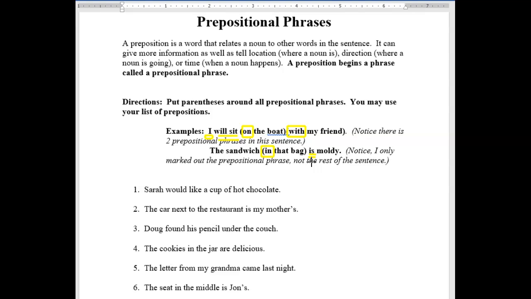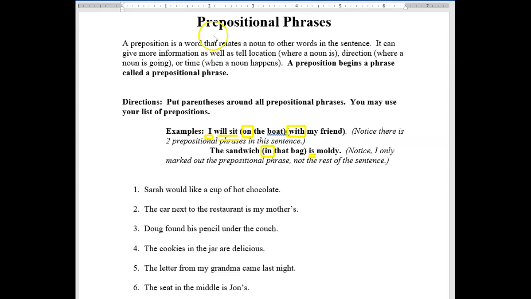Okay, so let's look down at sentence number 1. Sarah would like a cup of hot chocolate. Okay, so we know it's not going to be Sarah, right? Because Sarah's not on our list. Is the word would on our list? No. What about the word like? Aha, yes. So we know that like is a preposition.